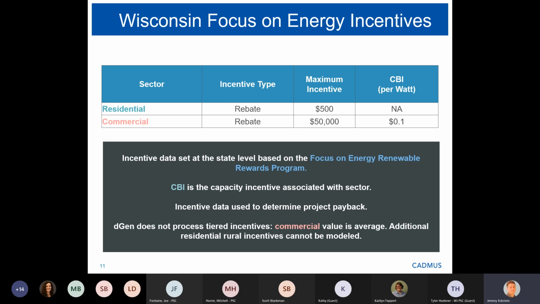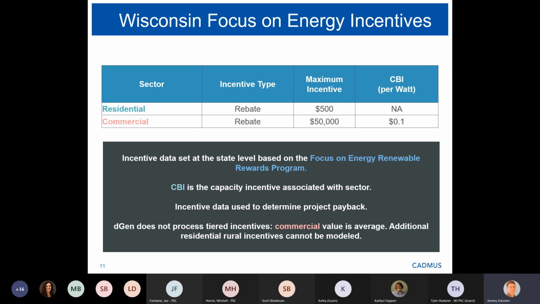Another model input are the rebates that focus on energy offers. So we understand that the commercial rebates are tiered. The model doesn't have the ability to handle tiered incentives, so we're essentially taking the average for commercial, and currently the program offers a flat rebate of $500 per system. So that's what we'll include in the model.